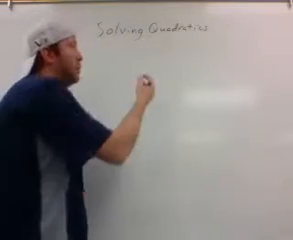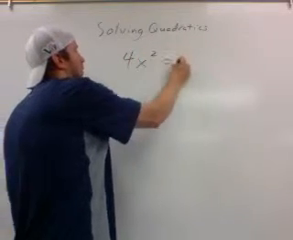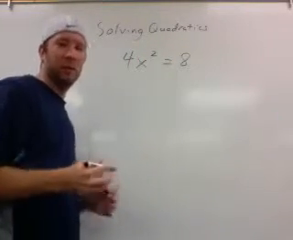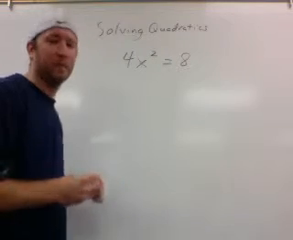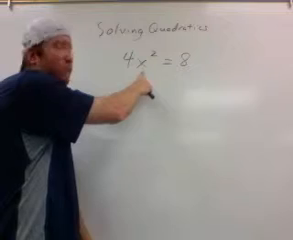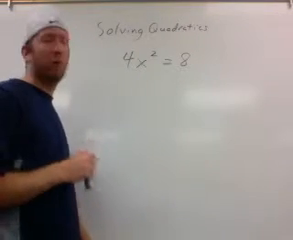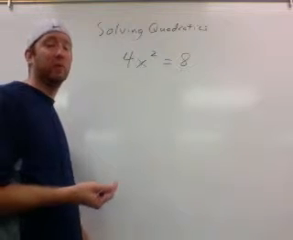All right, so example 1. We're going to look at the equation 4x squared equals 8. Well, when I look at this, I see right away that I see an x squared in it, but I don't see any x term. So that's going to tell me right away I want to use this square rooting method.